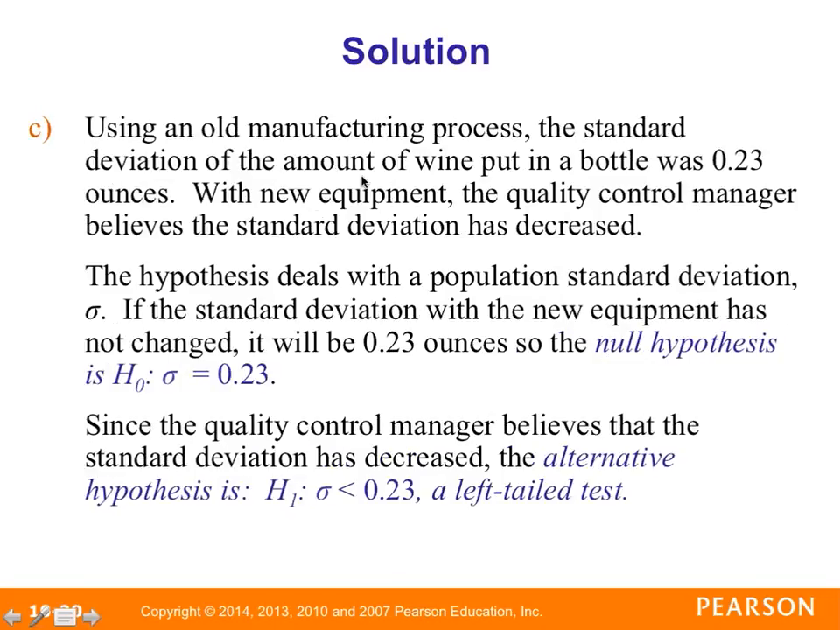Now, looking at this example, this was our standard deviation example. They were using an old manufacturing process, and the standard deviation was 0.23. And this new, better equipment has led the quality control manager to think that the standard deviation has actually decreased, so that it's become more consistent. So our null hypothesis is going to be that the standard deviation is equal to 0.23, because if it's not changed, then it would still just be equal to 0.23. But the alternative is going to be a left-tailed test because we think that it has decreased. So we think that sigma is actually less than 0.23. So that's going to be a left-tailed test for our alternative hypothesis.